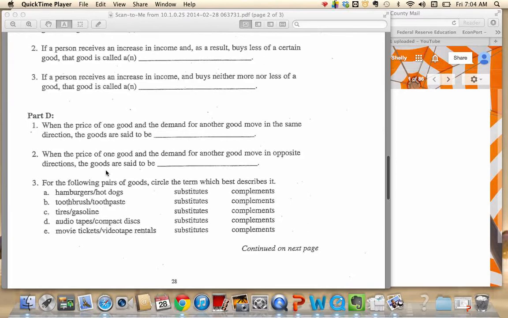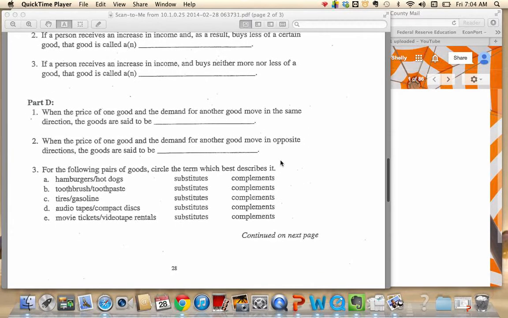If the price of one good and the demand for another good move in opposite directions, once again, two things that go together, my chips and salsa reference. If the price of chips goes up, my quantity demanded for chips is going to go down, so my demand for salsa is going to go down. The price of one going up causes me to buy less of the other because I typically buy these things together.